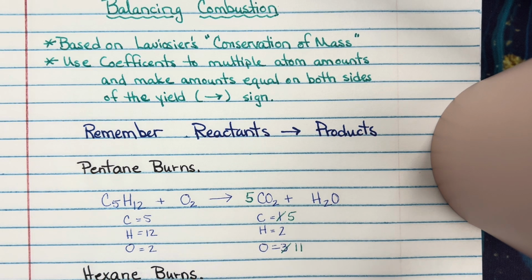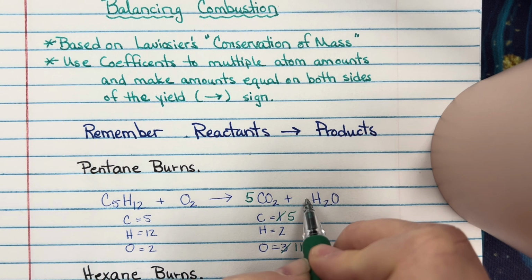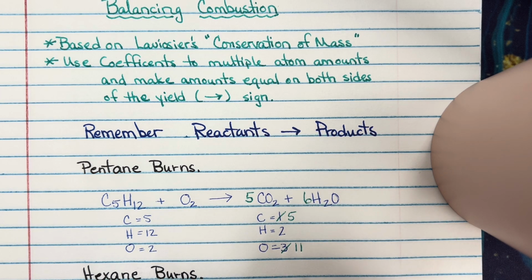That gives me 11. To fix the hydrogen, I have 12. In the products, I have 2. So I'm going to multiply by 6. 6 times 2 gives me my 12 hydrogen.